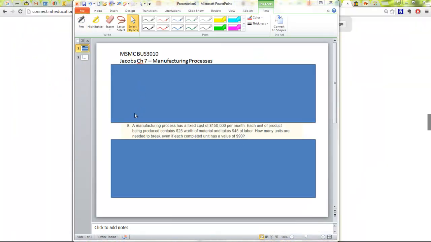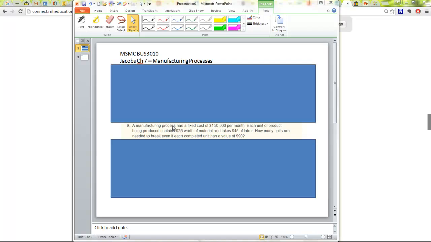Welcome back. This is objective problem 9 out of Jacobs chapter 7. We're in manufacturing processes, talking about break even, and this question has a little bit of a confusion factor to it, a confusion factor you have to remove to be able to solve it. The way it was worded throws a little confusion into this.